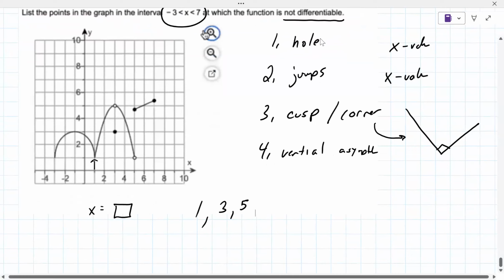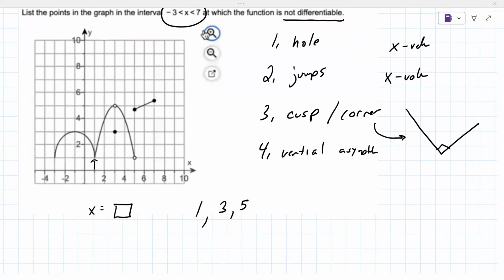Okay. And this list is only here because you might see a different graph on your test. Okay. All right.